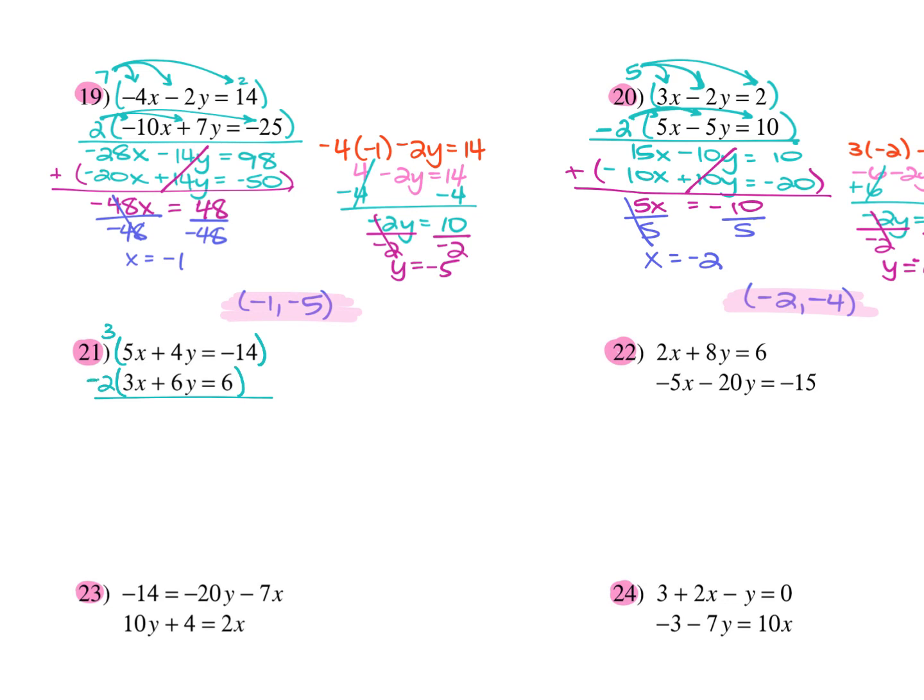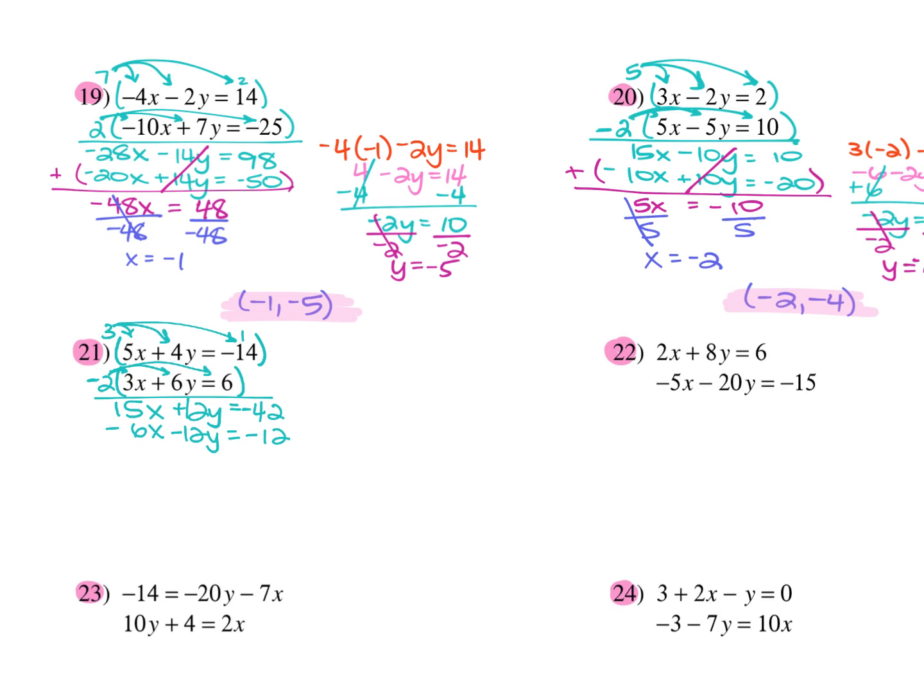Okay. So 3 times 5x is 15x. 3 times 4y is 12y. 3 times negative 14. The 3 times 4 is 12. Carry the 1. 3 times 1 plus 1 is 4. Make it negative. From here, the negative 2 times 3x, negative 6x. Negative 2 times 6y is negative 12y. And negative 2 times 6 is negative 12.